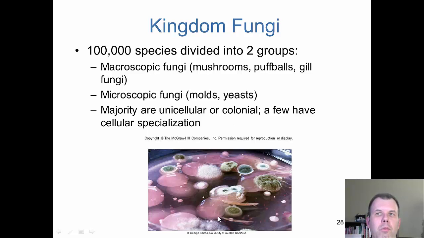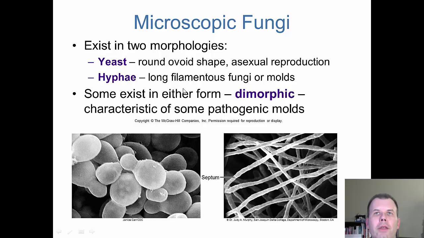Again, this is a typical agar plate that if you left out and let it grow, you'd have fungal spores landing on it and growing lots of different types of fungi on it. With the microscopic fungi, there are two types. We have the two morphologies. You have the yeast, which you guys know about. Yeast grow and make bread, make beer, make wine, all these different things. And then you have the hyphae.